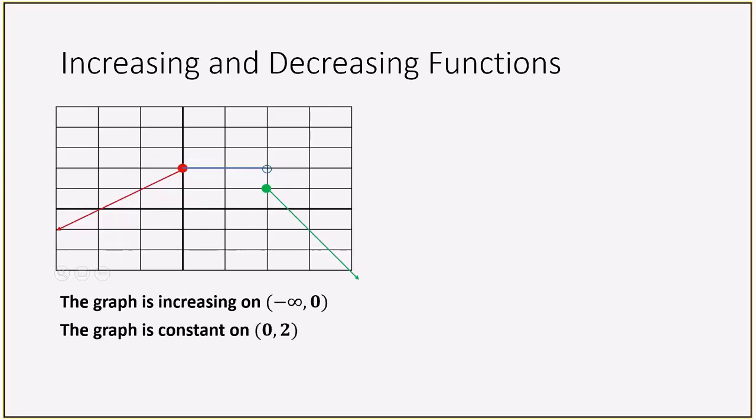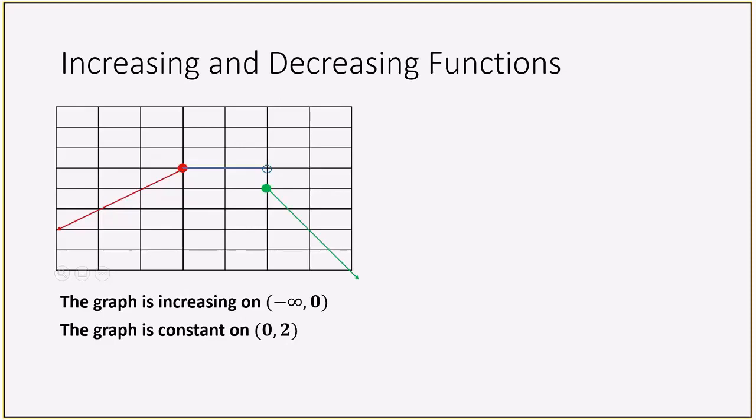We say a graph is constant if it's not changing at all. If he's not having to climb a mountain or he's not falling down a slope or anything like that. He just has a nice level playing field. And so that happens on 0 to 2 in the graph. And again, those are my x values. That's my x value interval. So it starts from that red dot and goes all the way to the empty dot on the right side. And it's that blue segment.